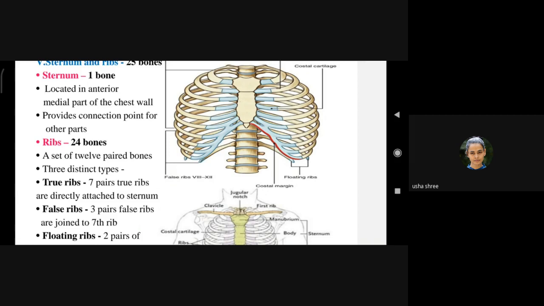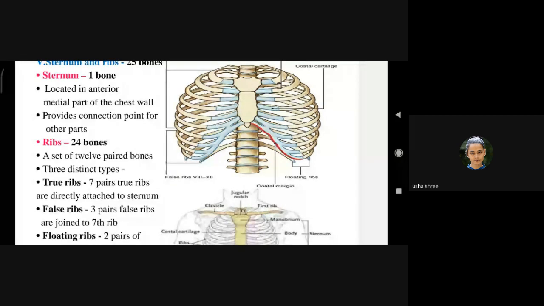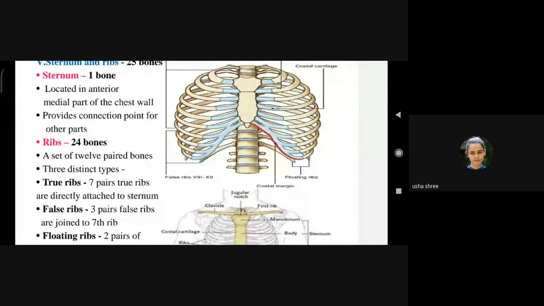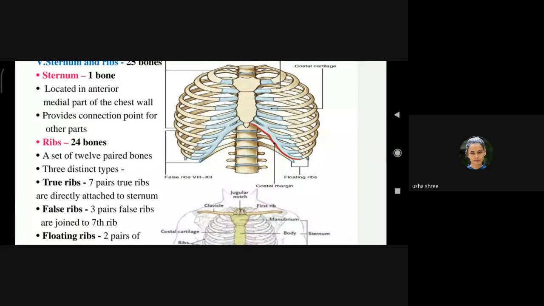And what is cartilage? Please reply to me. Which type of tissue is cartilage? Are you guys getting my voice? Yes, ma'am. Yes, we have studied tissue earlier. So please tell me which kind of tissue cartilage is. Connective, ma'am. Yes, very good. Connective tissue, and what does it connect?